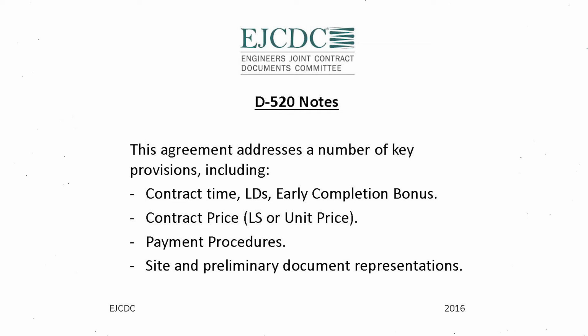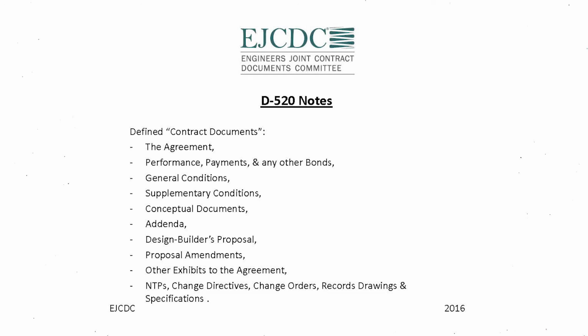It includes the price element, how you're going to get paid, and also talks about the site and some preliminary document representations that you might have been provided when you were looking at the initial project. One of the more important parts of this document is it defines, and you've probably seen this in a contract before, what other documents make up the contract? And here it's talking about that agreement, which would be this 520 document, only the first part.